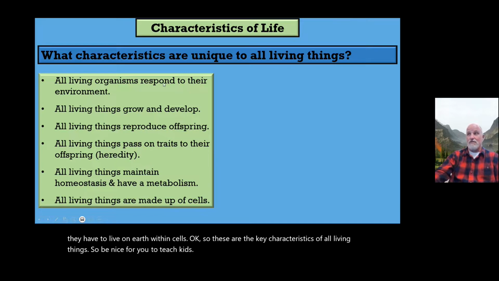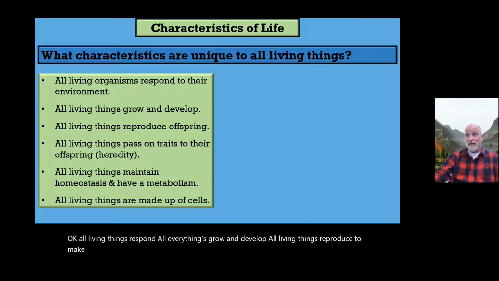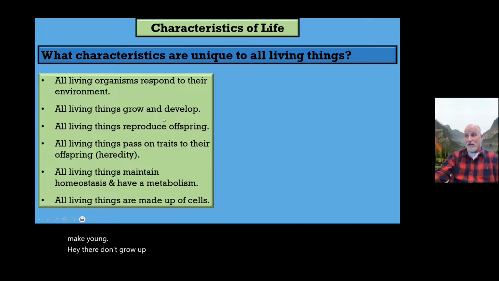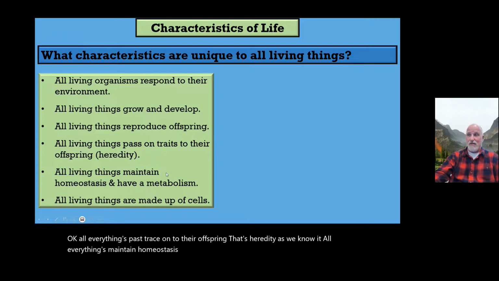All living things respond. All living things grow and develop. All living things reproduce to make young; they're going to grow up into adults and have more kiddos. All living things pass traits on to their offspring. That's heredity, as we know it. All living things maintain homeostasis and metabolism, and all living things are made up of cells.